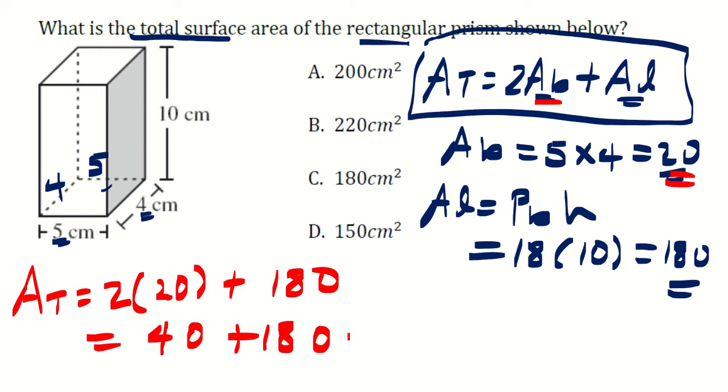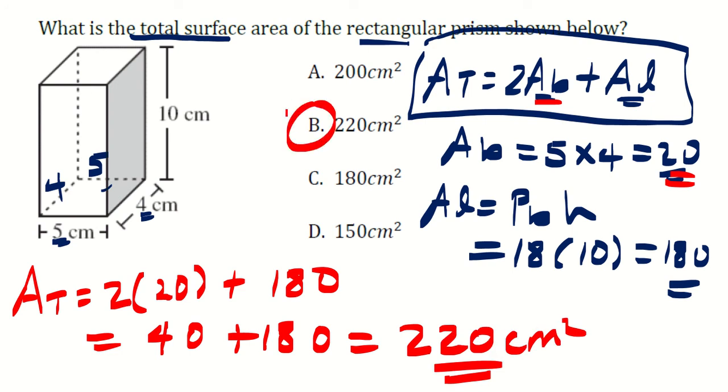180, which will be 220 centimeters square. So the answer is found in B. So what is asked must be the first question: total surface area.